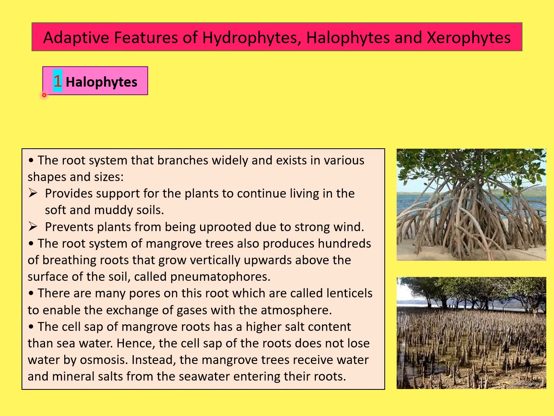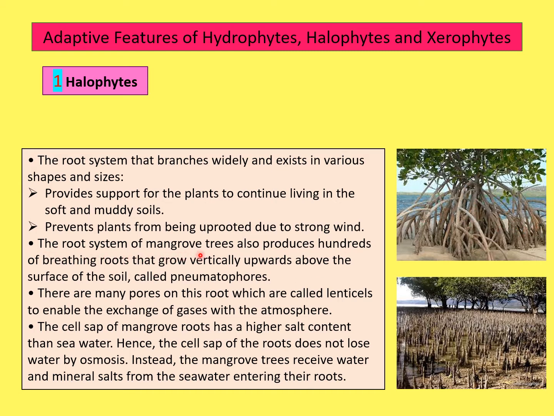Okay, still in helophytes, we look at the root systems. The root system that branch widely and exist in various shape and size is to provide support for the plants to continue living in the soft and muddy soils, and then also to prevent plants from being uprooted due to strong wind. Okay, this diagram you can see how the root system branch out widely so that it can hold the plants.